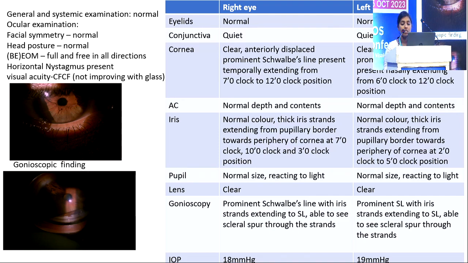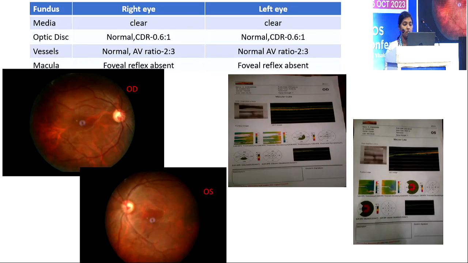Left eye: eyelids normal, conjunctiva quiet, cornea clear, anteriorly displaced prominent Schwalbe's line present nasally extending from 6 o'clock to 12 o'clock position. Anterior chamber normal depth, iris normal color, thick iris strands extending from pupillary border towards periphery of cornea, 2 o'clock to 5 o'clock position. Pupil normal size and reacting to light, lens clear. Gonioscopy: prominent Schwalbe's line with thick iris strands extending to Schwalbe's line, able to see scleral spur through the strands. IOP 90 millimeters of mercury.